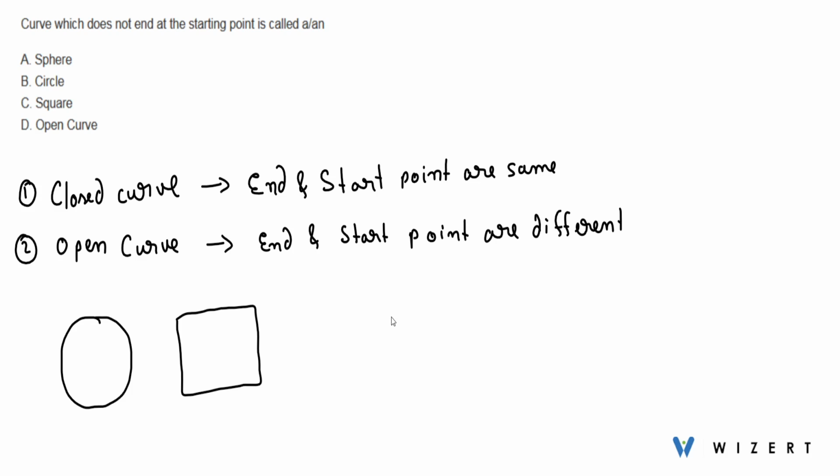So, let me give you an example of an open curve. Suppose this is the start point of the open curve, then it will end somewhere over here. As you can see, the start point is not the same as the end point. We can take another example. So, let us take this example. This is an open curve because the start point and the end point are different. Therefore, option D will be our required final answer.